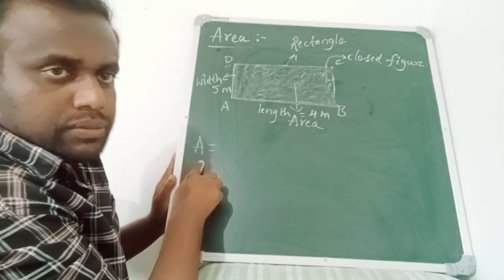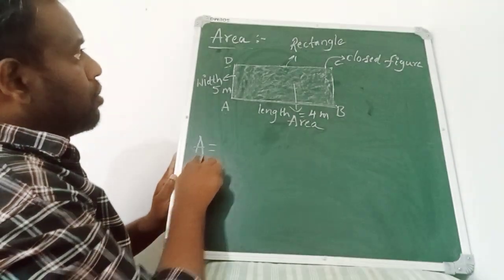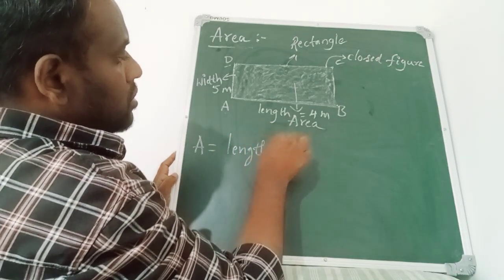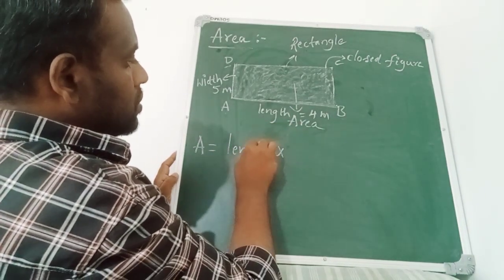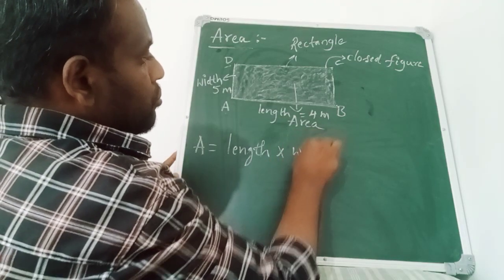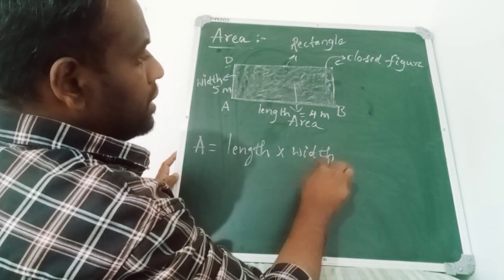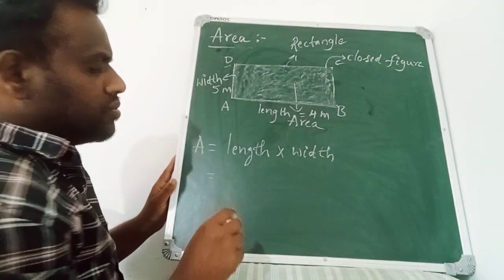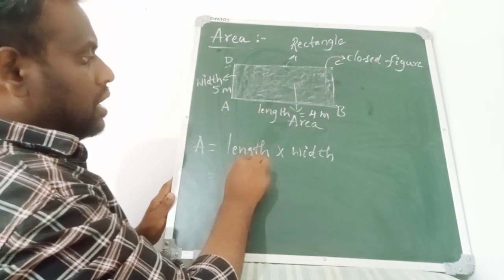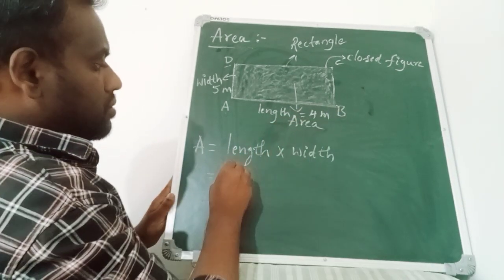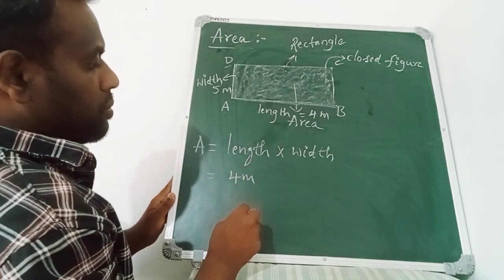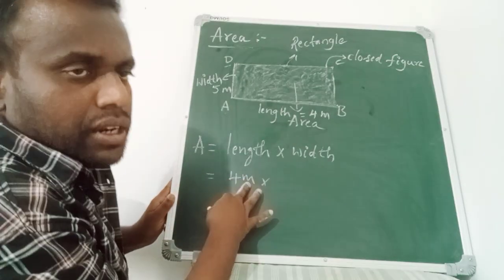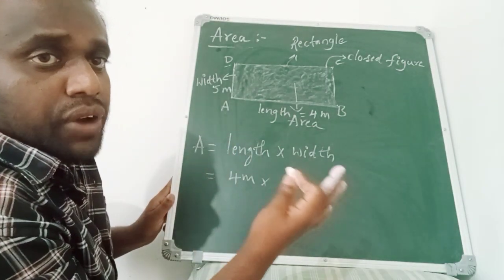We have to use the formula. A is the area of this rectangle. The formula is length into width. Now we have to substitute the values. Length, what is length? They have given 4 meter. We can write the meter after the final answer.